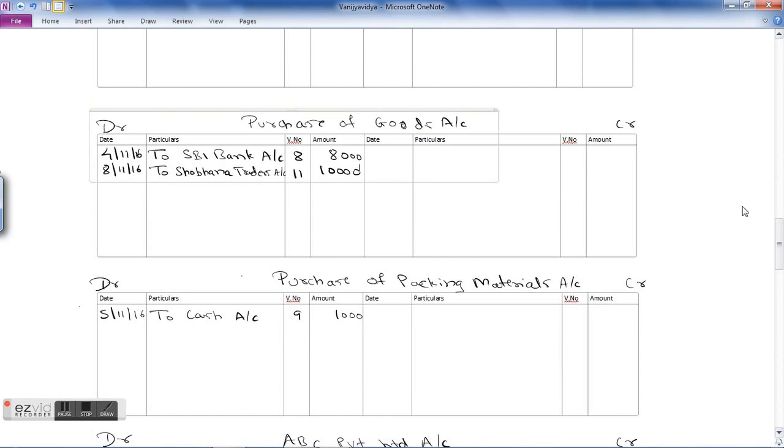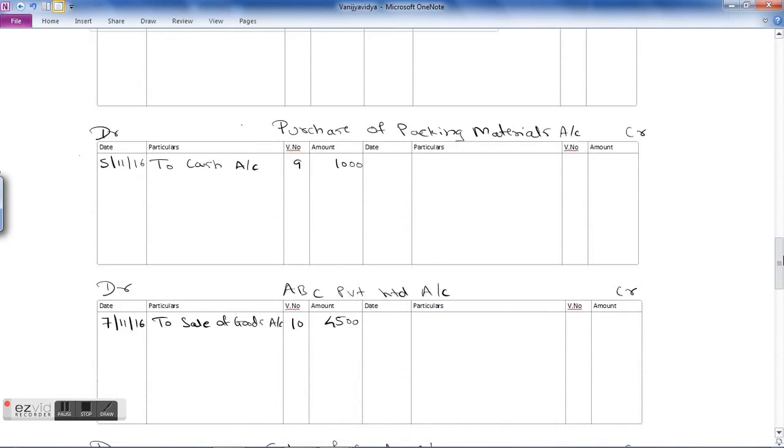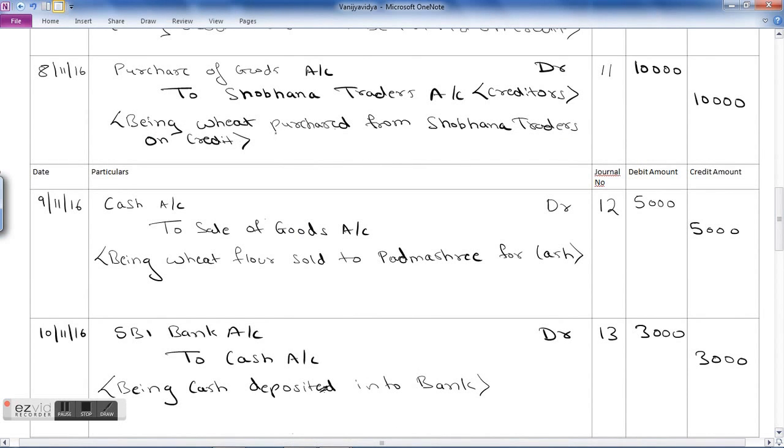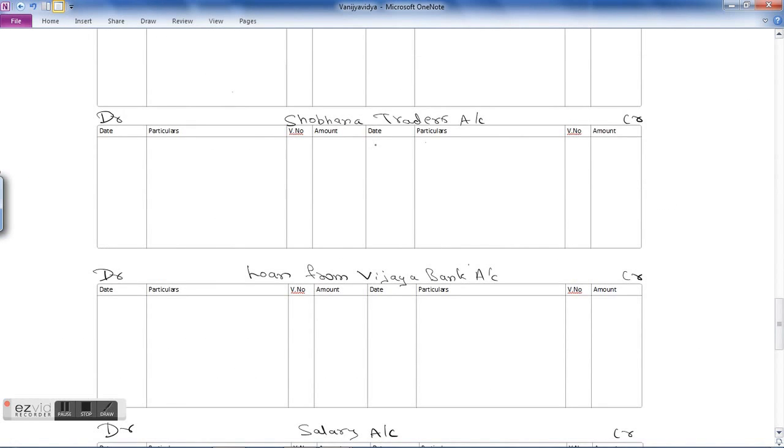Second effect in Shobana traders account, on the credit side, okay, 8/11/2016 by purchase of goods account. Voucher number is 11, amount is 10,000.